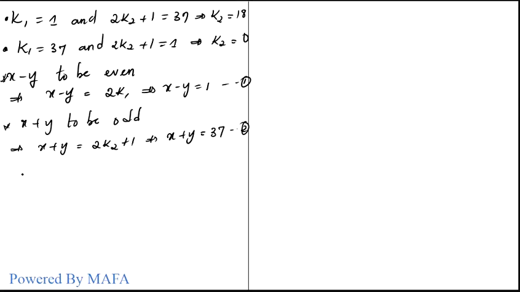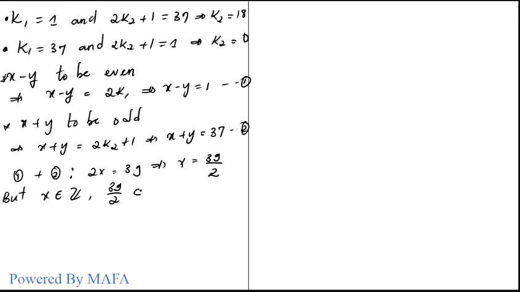Now if we add equation 1 and equation 2 we are going to get 2x is equal to 38, meaning x is equal to 38 divided by 2. But what do we know? X belongs in the set of integers. 39 divided by 2 does not belong to the set of integers. So we see the contradiction.